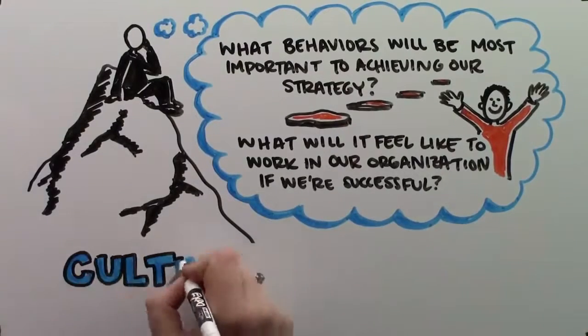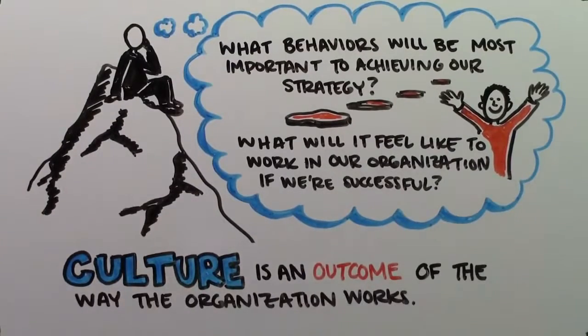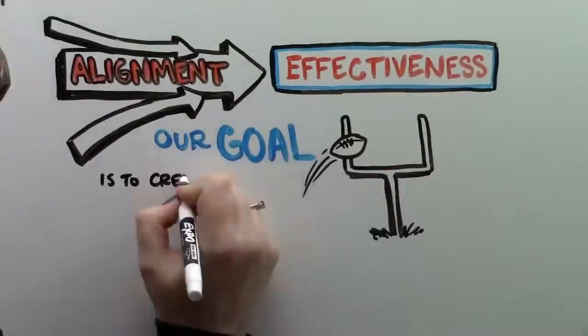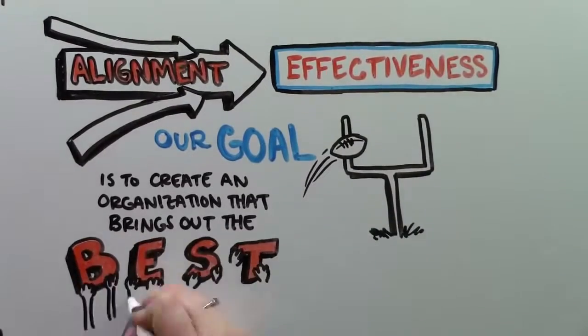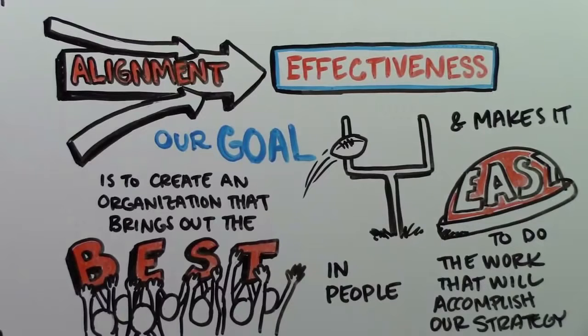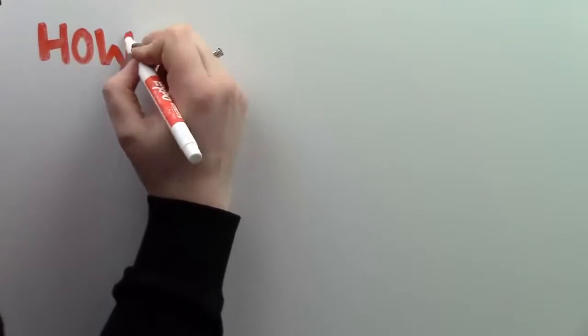It is an outcome of the way the organization works. That's why we say alignment of an organization is what determines its effectiveness. Our goal is to create an organization that brings out the best in people and makes it easy to do the work that will accomplish our strategy. Let's move on to the how of organization design.